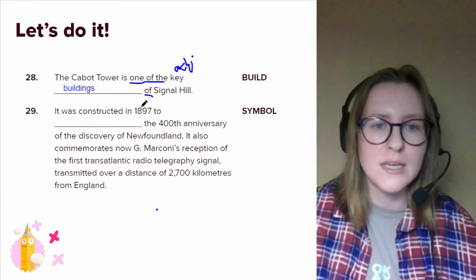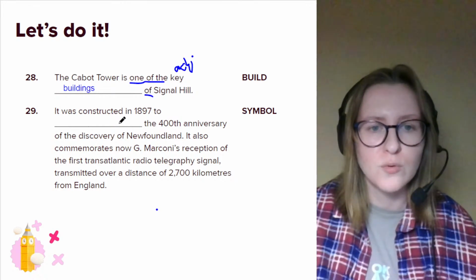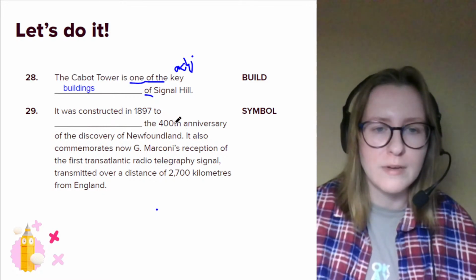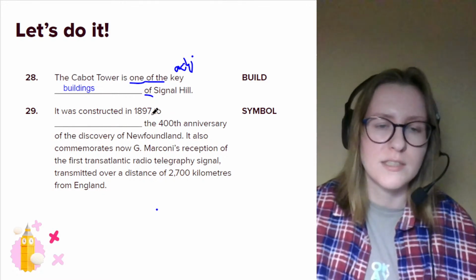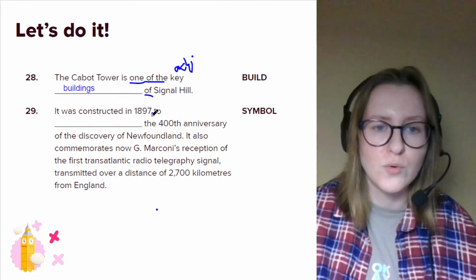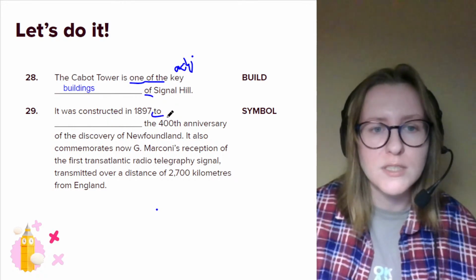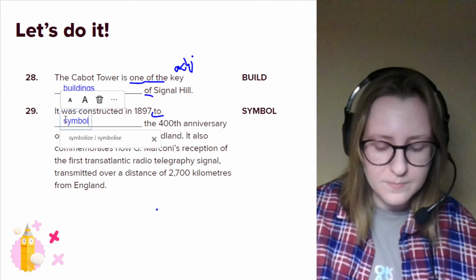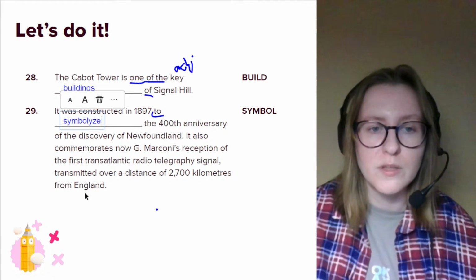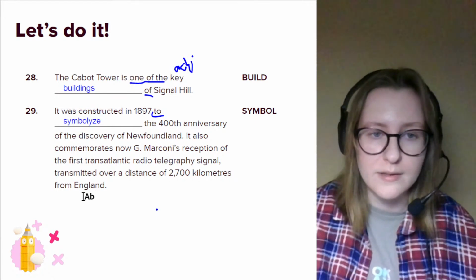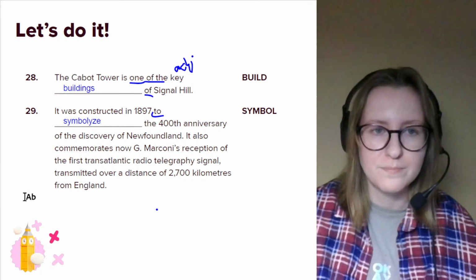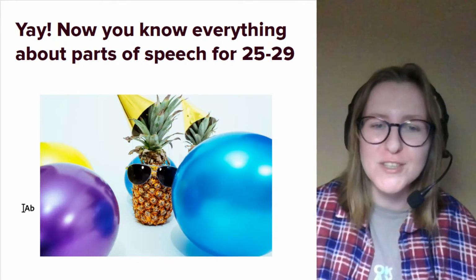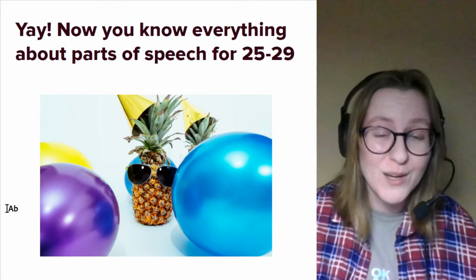Okay, it was constructed in 1897 to the 400th anniversary of the discovery of Newfoundland. Right, again, here we have that short version of the preposition in order to, right? It was constructed to do what? We need a verb here. It was constructed to symbolize. Again, symbolize with ZE at the end or SE at the end. Both are absolutely fine. All right, now you know everything about parts of speech for 25 through 29.